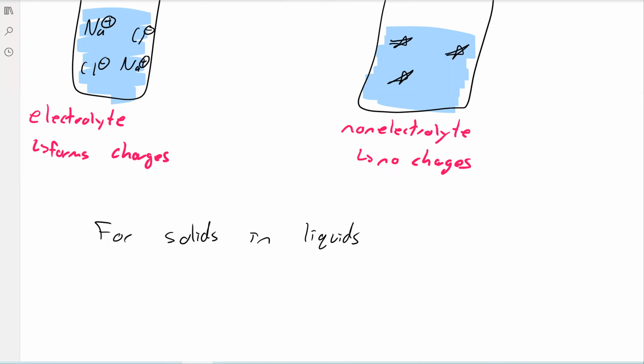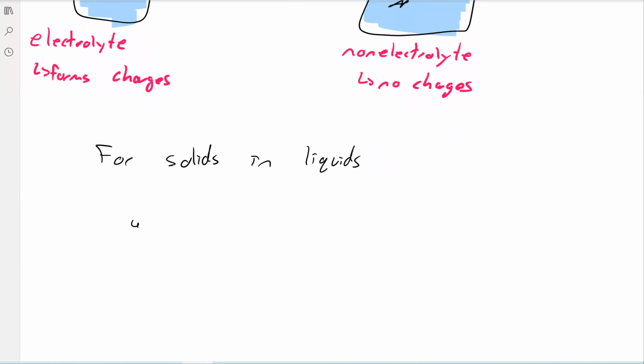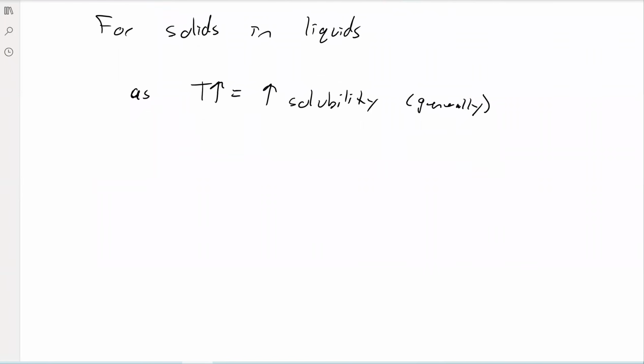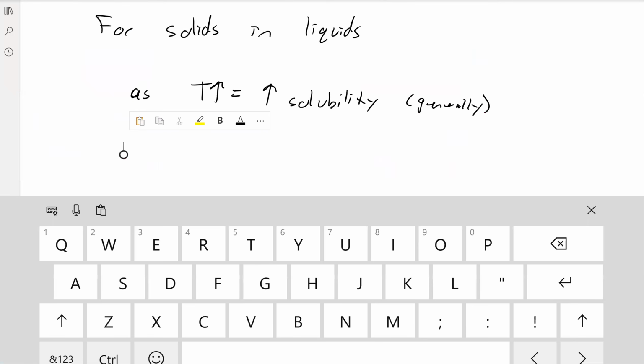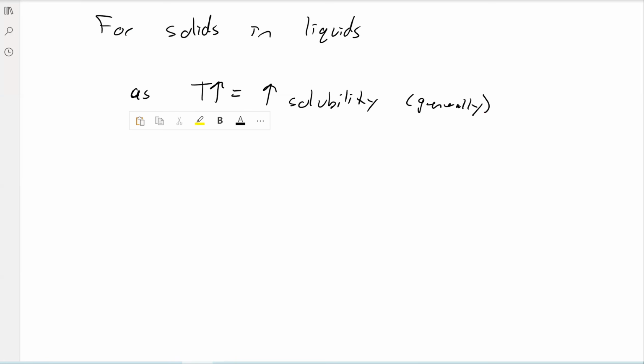In general, for solids and liquids, there's a temperature effect. So as we increase the temperature, we actually increase the solubility, generally. This isn't true for every single solid, but for most solids, as you increase the temperature, you're going to increase the solubility. So if you have hot water, it'll dissolve more sugar than cold water. And that's a fun activity that you can do on your own.